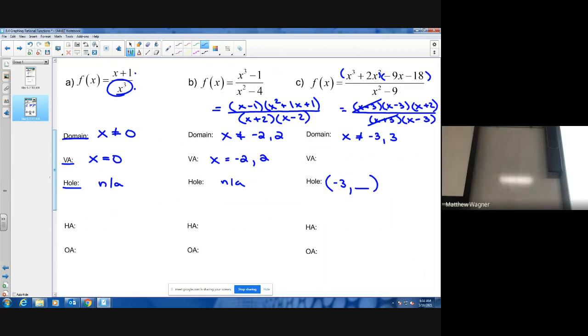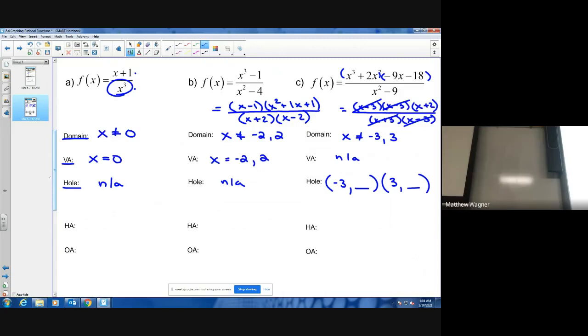All right. Looking at 3, my domain restriction, x minus 3 is a factor on top and bottom. So I know there's a hole at 3. Since in this case, both of our domain restrictions are holes, that leads me to believe there are no vertical asymptotes on my graph.